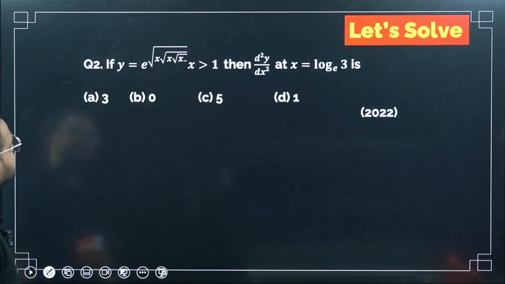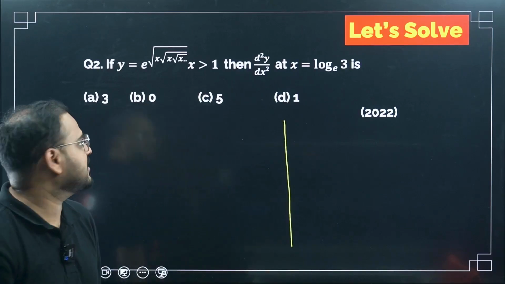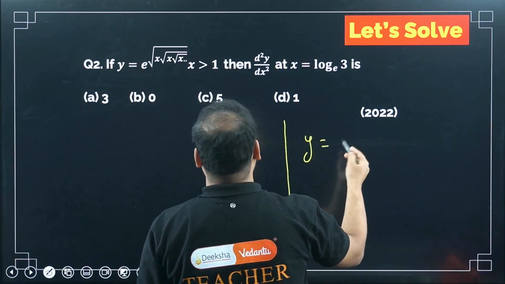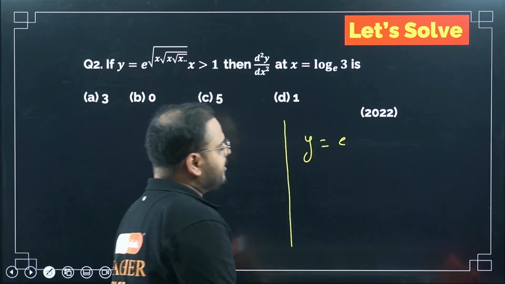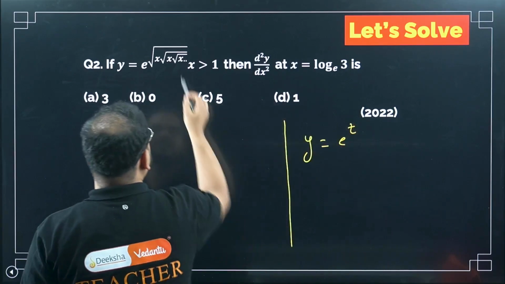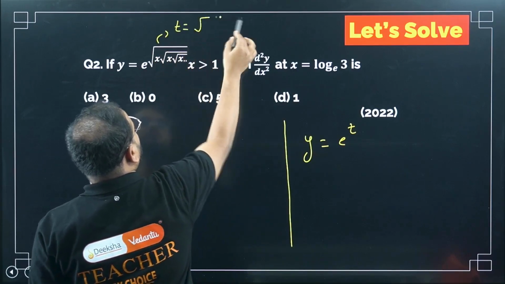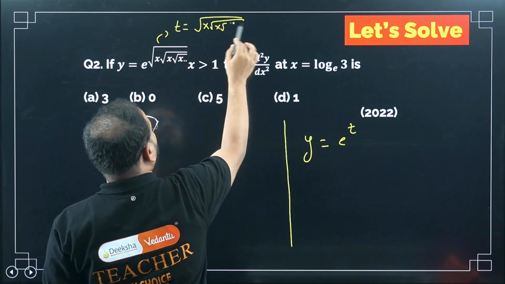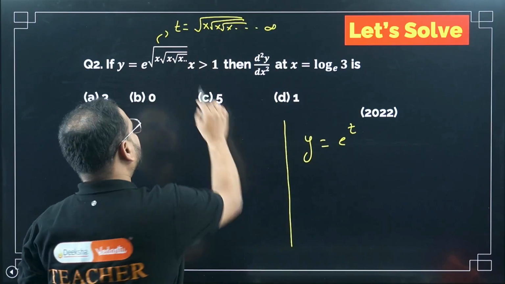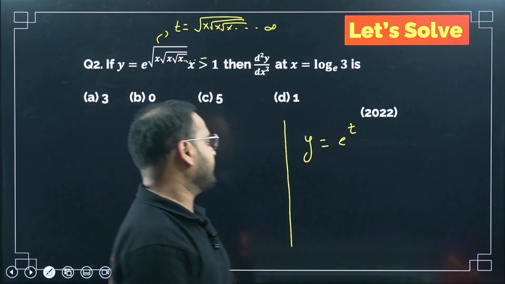Moving on. Question number 2. This is a very good question. This is an excellent question. I personally love this problem. So check here. y equals e power root x, root x, and so on. If I call this to be t, what is t? I am taking this value as t. So I am writing t equals root of x, root of x, how many times? Infinite number of times. Correct? The dots mean it continues for an unlimited amount of time, which is an infinite number of times. Okay, so y equals e power t.